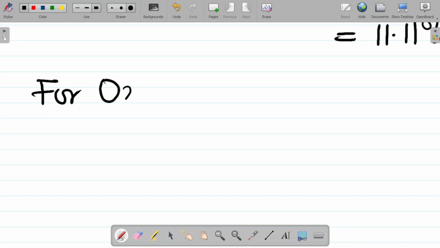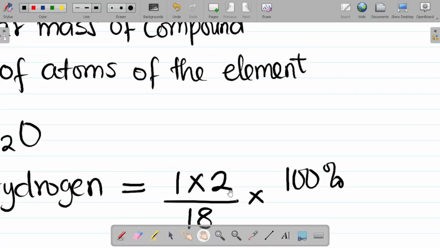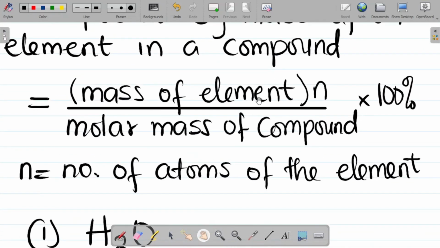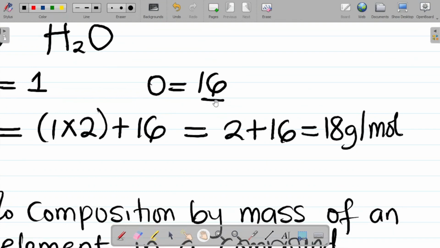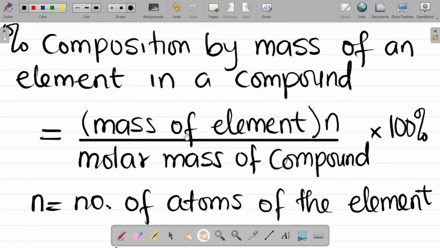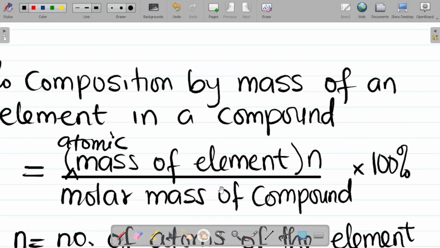For oxygen, the formula still remains the same, which is the mass of the element times N. For this, the mass of the element, which is the atomic mass of the element, is actually 16. So this mass of elements is actually the atomic mass of elements. You can add this if you want to. The atomic mass of oxygen is 16.